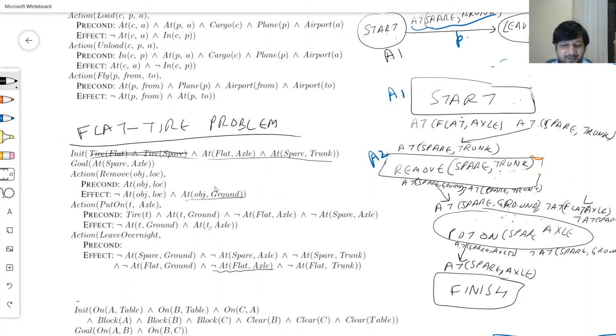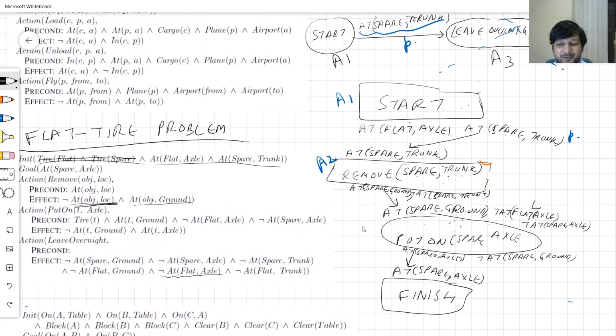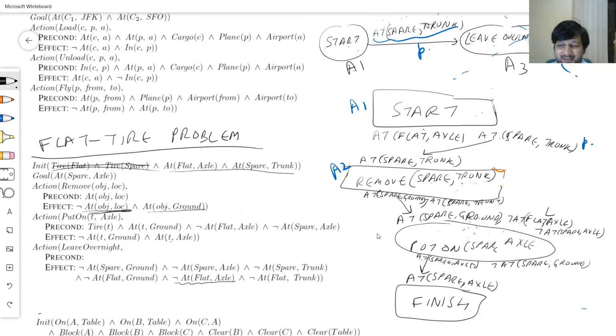Oh, that's a precondition. I cannot be counting on precondition. Is there another not at flat comma axle? So yeah, there is not at flat comma axle for object is equal to flat and location is equal to axle. So I think I add that one over here. So the action is called remove flat comma axle.